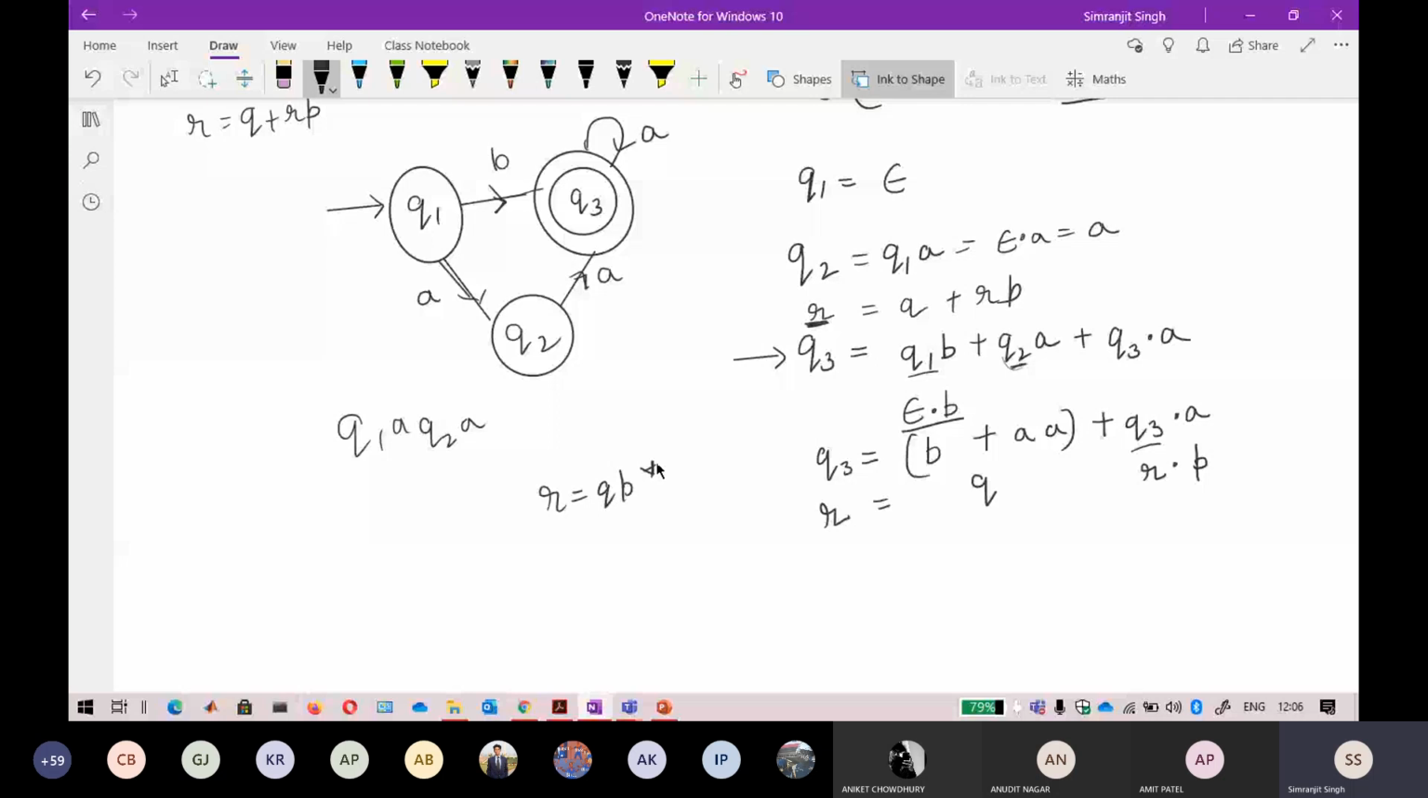Excuse me, sir. Yes, yes. Sir, in this, when R is equal to Q plus RP, now on the right hand side this expression is given, right? Uh-huh.